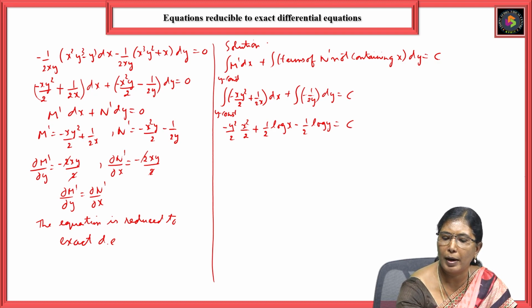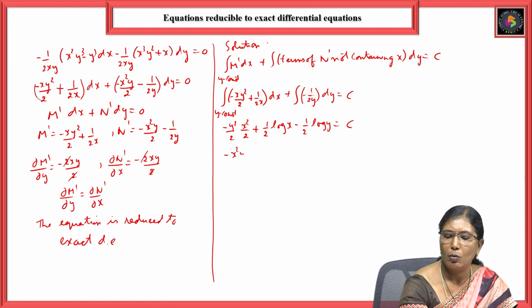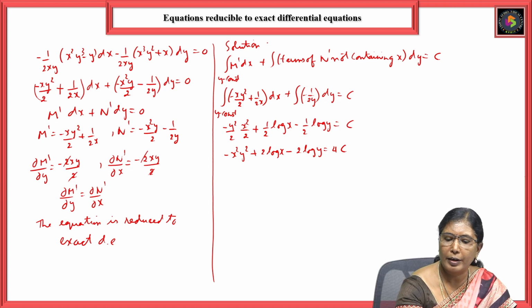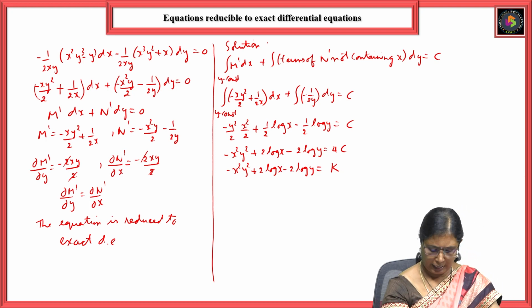Now multiplying throughout by 4, what do you get here? Minus x^2y^2 plus 2 log x minus 2 log y is equal to 4c. You can take one more constant as k. So this is the answer.